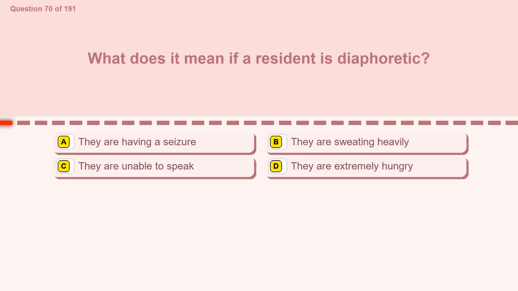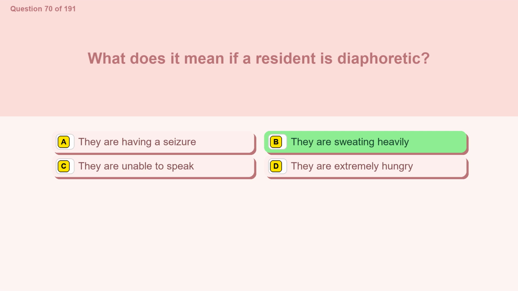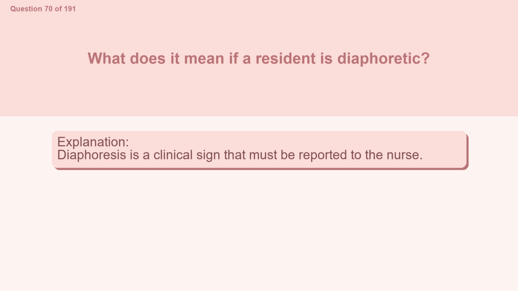Question 70. What does it mean if a resident is diaphoretic? Option A, they are having a seizure. Option B, they are sweating heavily. Option C, they are unable to speak. Option D, they are extremely hungry. The correct answer is option B, they are sweating heavily. Diaphoresis is a clinical sign that must be reported to the nurse.